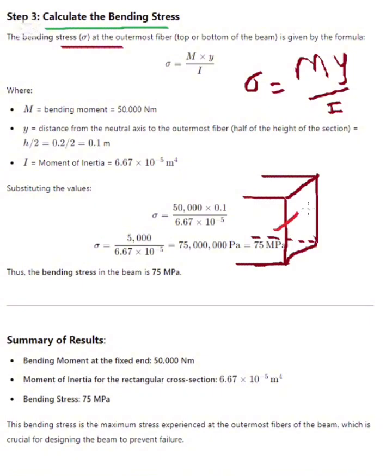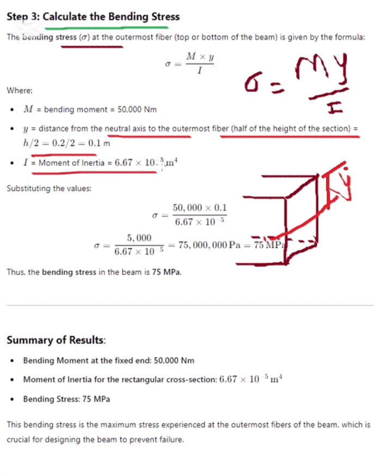So this is our x-axis, and y is nothing but the distance from the centroid, from this point to here. This is the y value. Here you can see y is the distance from the neutral axis to the outermost fiber, that is half of the height of the section. So we know all these values. We can calculate the bending stress as 75 MPa. The bending stress of the beam is 75 MPa.